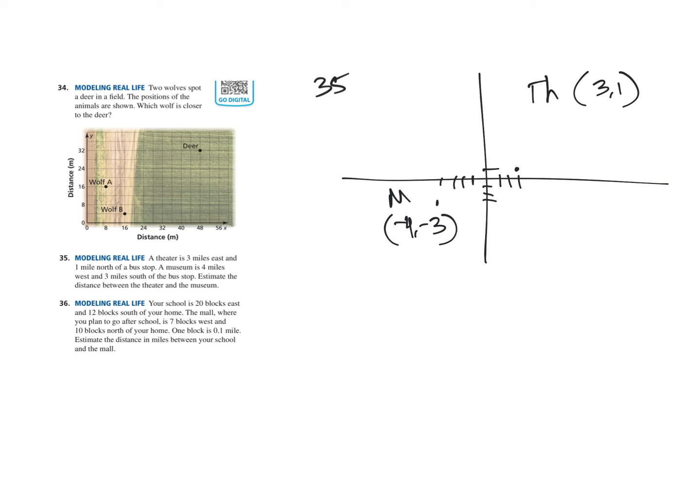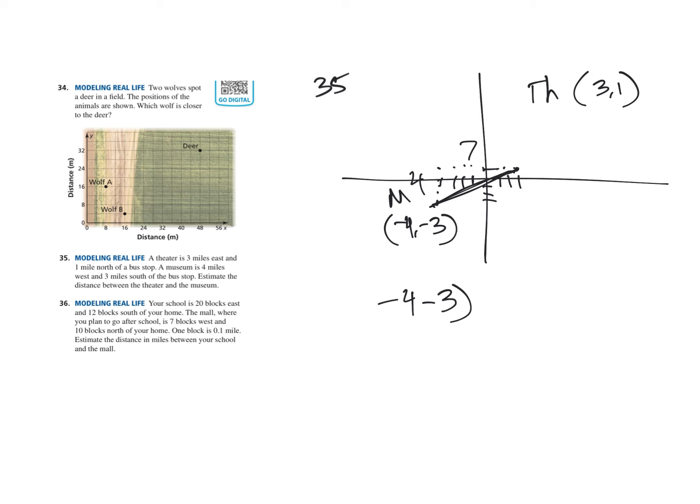Estimate the distance between the theater and the museum. All right. Estimate means you should try to count. So think about this. We're going up 1, 2, 3, 4 units and over 1, 2, 3, 4, 5, 6, 7 units. So that distance has to be bigger than the longest side. So we could estimate and say it's 9 units away, but let's figure it out.